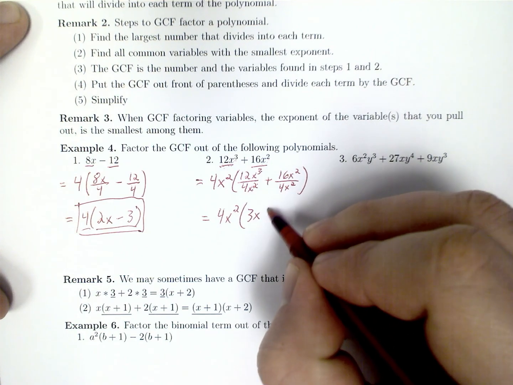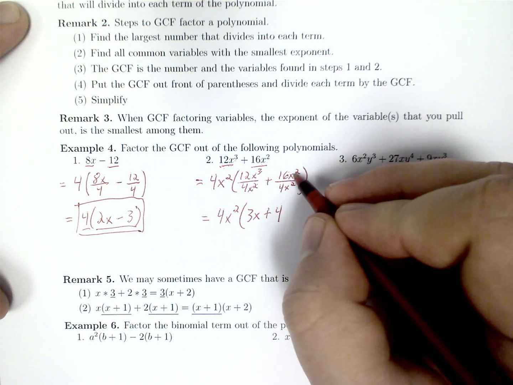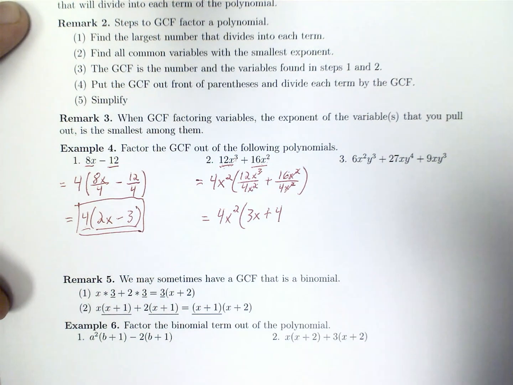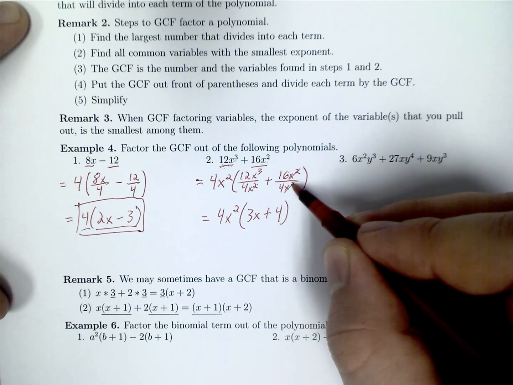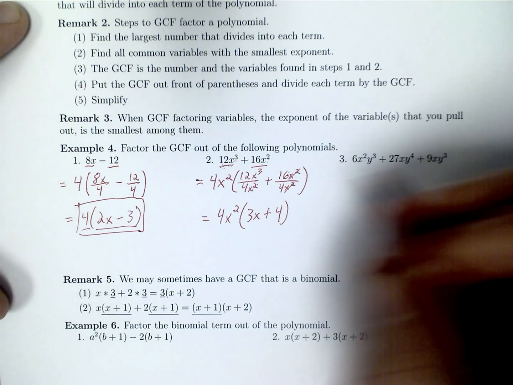Then we move to the next term. 16 divided by 4 is just 4. x squared divided by x squared, well, anything divided by itself just goes away. You could also think of x to the 2 minus 2, which is x to the 0, but anything to the 0 power is, again, 1.